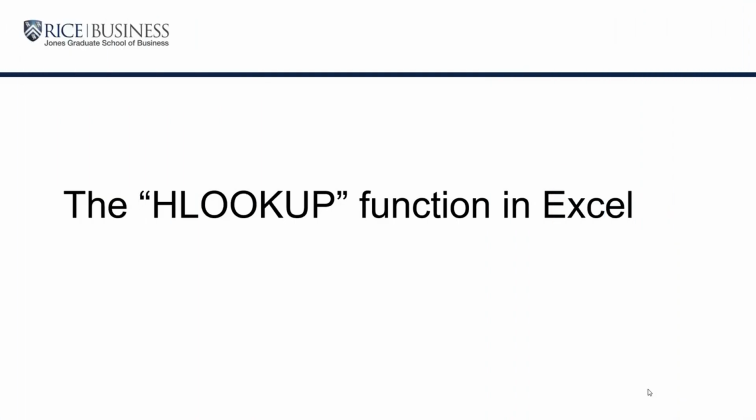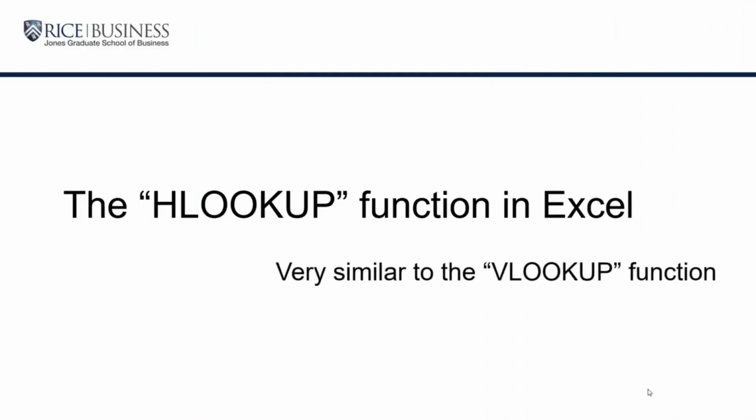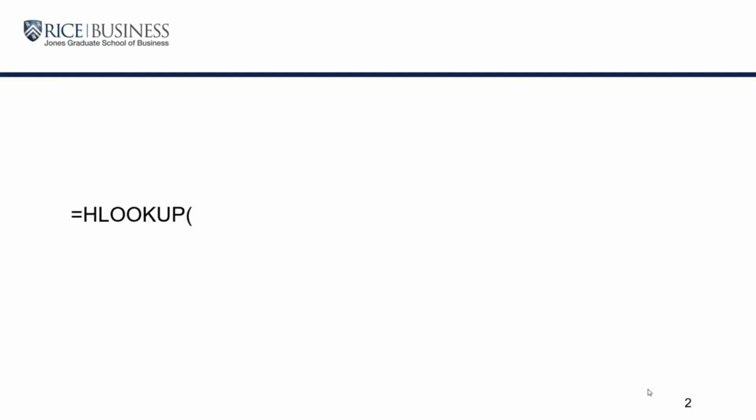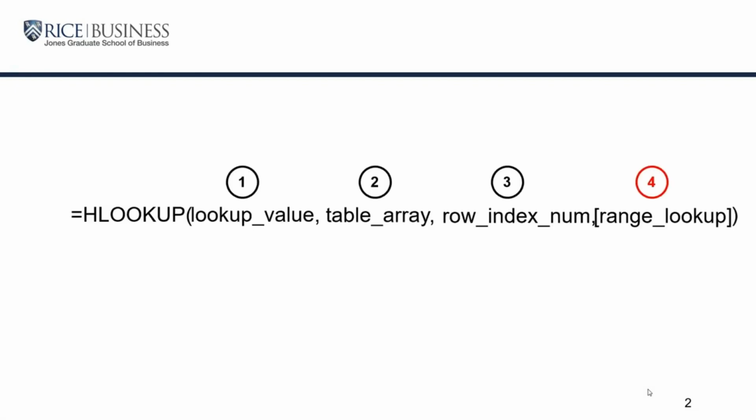The HLOOKUP function in Excel is very similar to the VLOOKUP function which we studied in a prior lesson. The only difference being, as the name suggests, an HLOOKUP looks up a table horizontally, while a VLOOKUP, in contrast, looks up a table vertically. The syntax of the HLOOKUP function begins with equals HLOOKUP, and just like the VLOOKUP command, it takes in 4 inputs, very similar to the inputs that the VLOOKUP command takes.